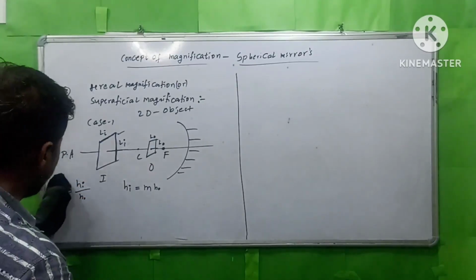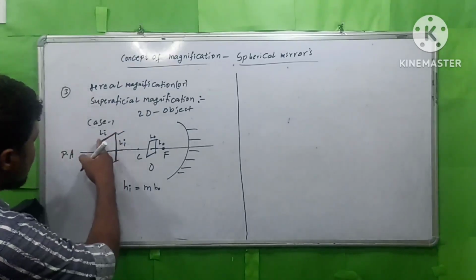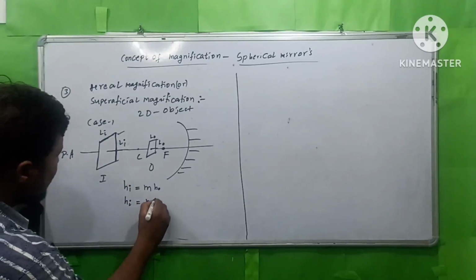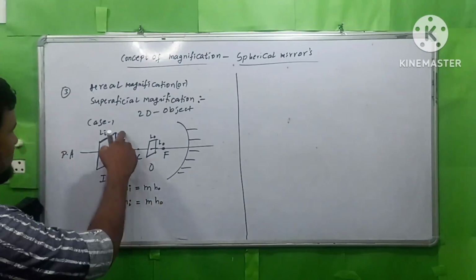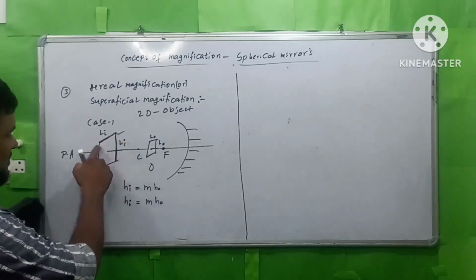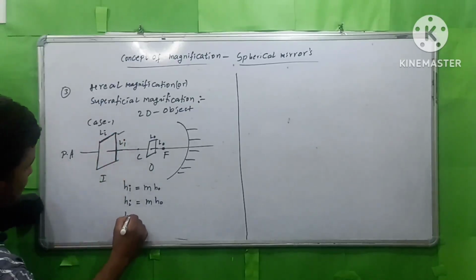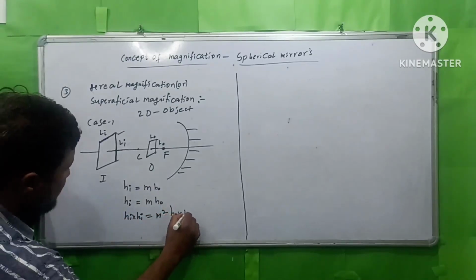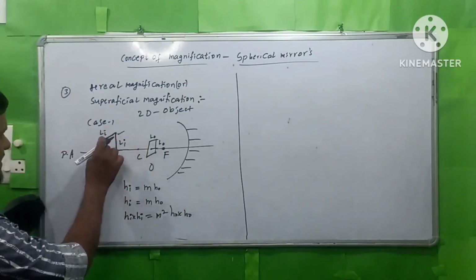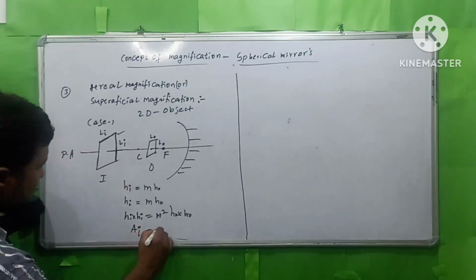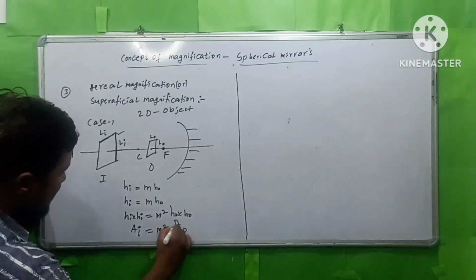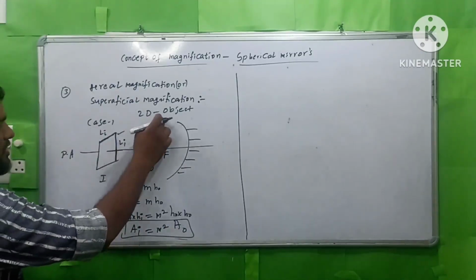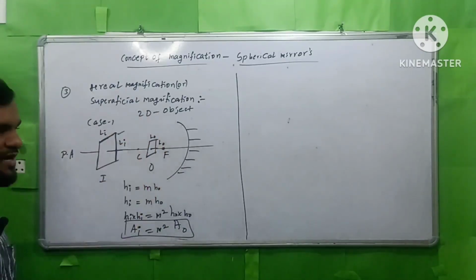And similarly for this side, again height of the image is m times height of the object, height of the image, or length of the image, whatever you can write. So hi into hi is equal to m square times ho into ho. Can I say length into breadth, area? So here area of image is equal to m square times area of object. This is the formula for aerial magnification whenever the 2D object is kept perpendicular to the principal axis.